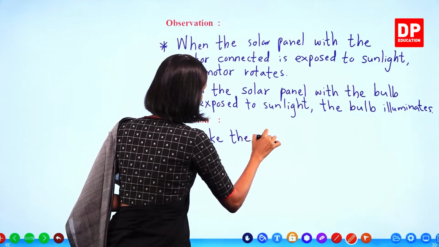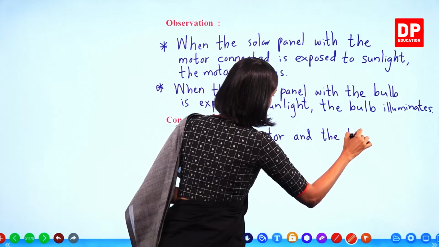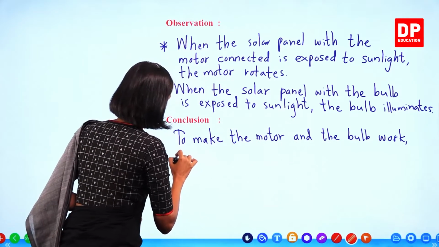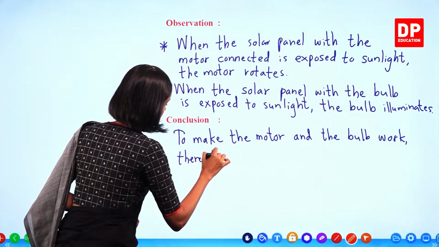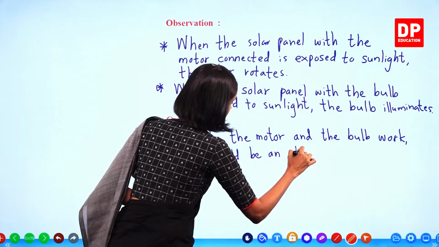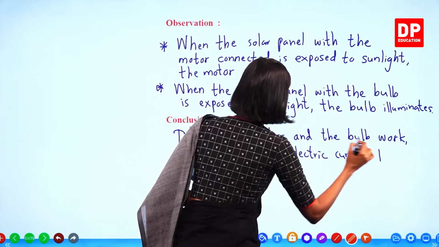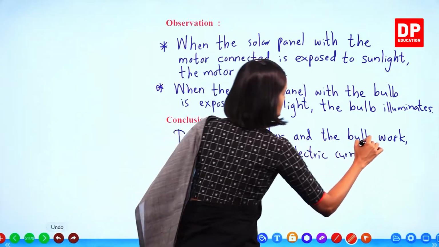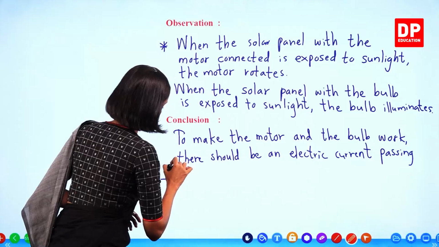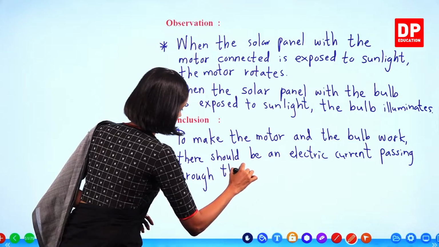To make the motor and the bulb work, there should be an electric current passing through them.